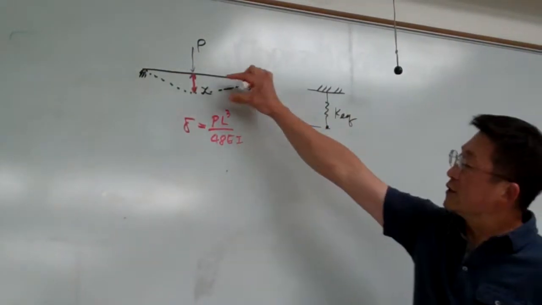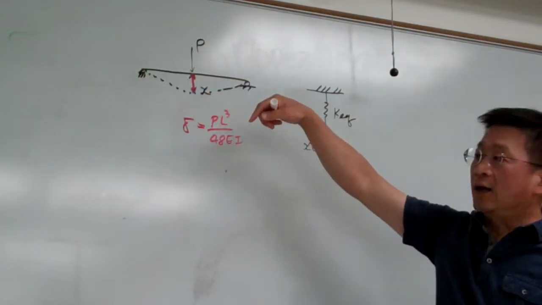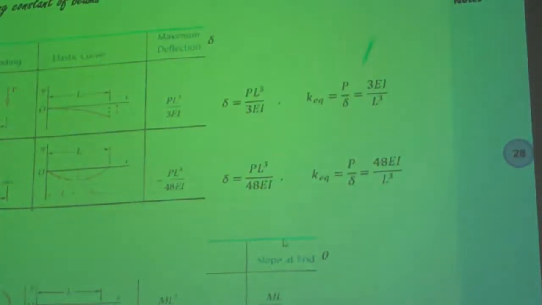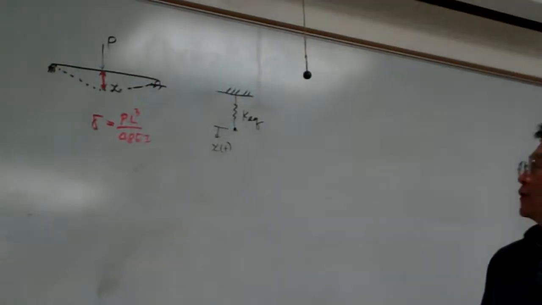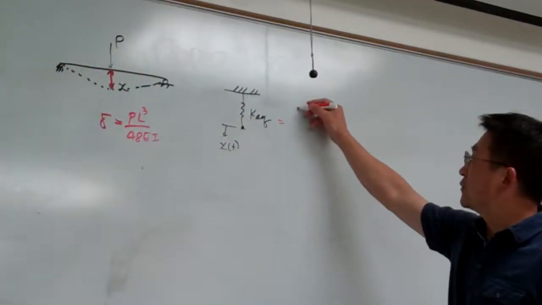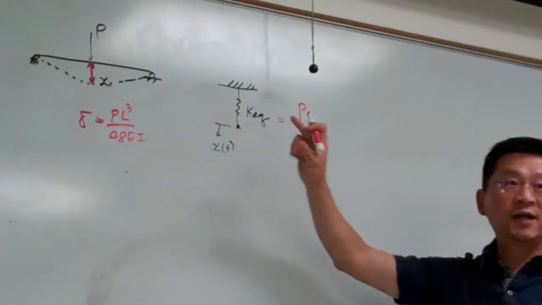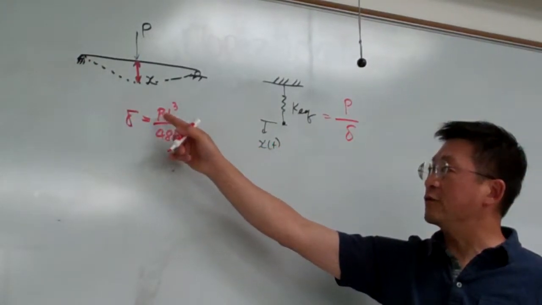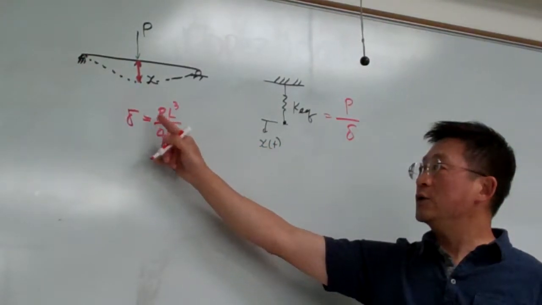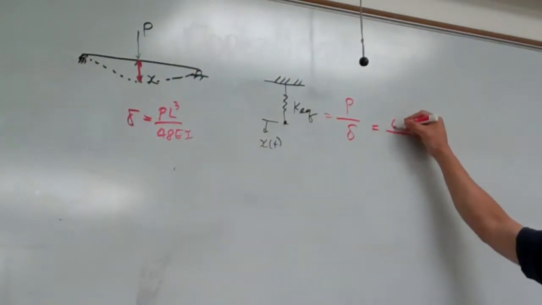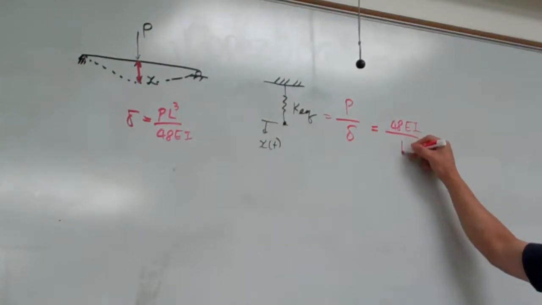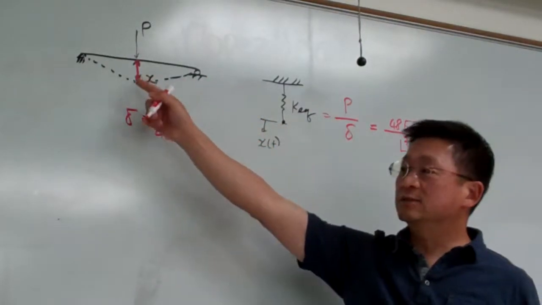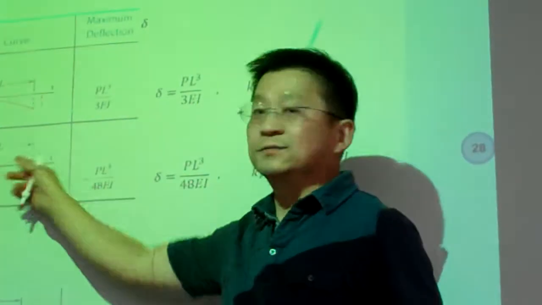Here we are only concerned with the amount of downward deflection. The negative sign means downward, but if we only take the magnitude, it is this one. By definition, KEQ is the force we applied divided by the amount it is deformed. So P over delta will be equal to 48 EI divided by L^3. That is the equivalent spring constant for such a simply supported system.